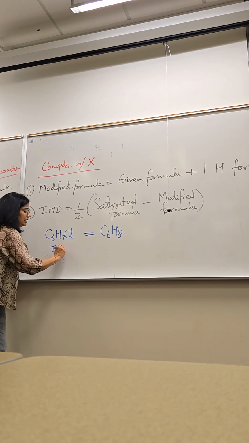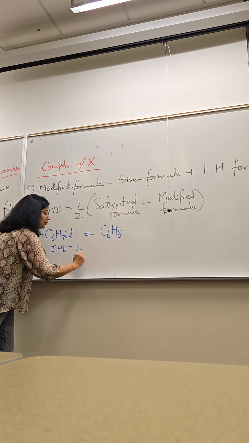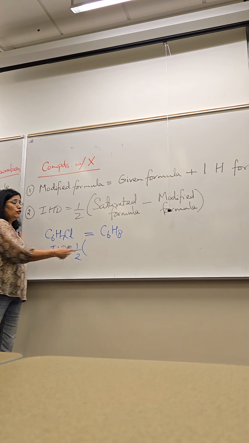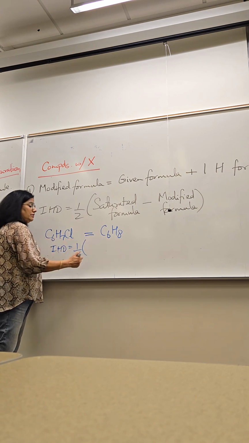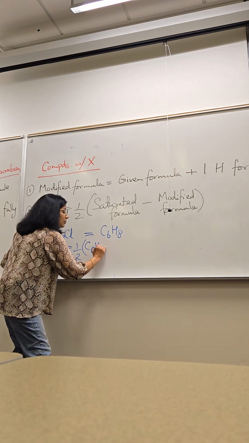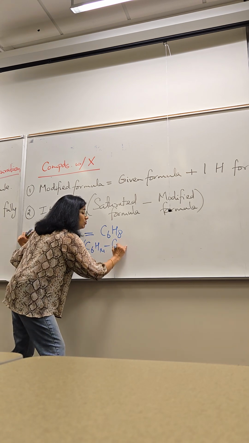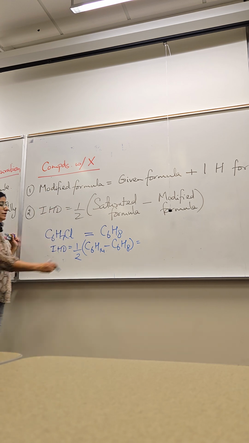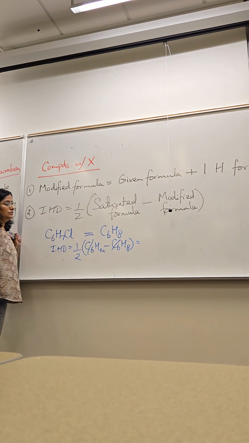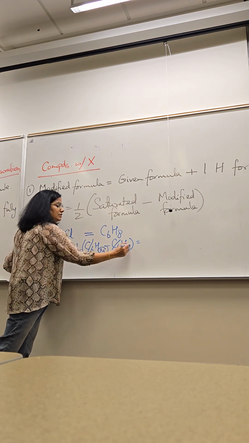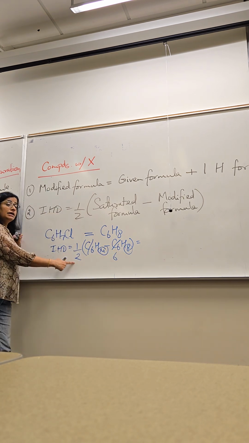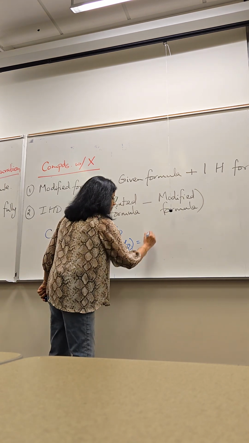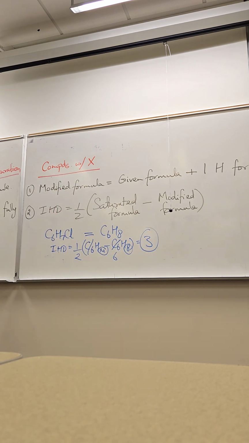Then the formula: IHD is equal to half of, can someone tell me what is the saturated formula with 6 carbon atoms? C6H14, minus the modified formula. C6 cancels out. So what is that equal to? 14 minus 8 is 6, and 6 divided by 2 is 3 IHD. What does that mean?